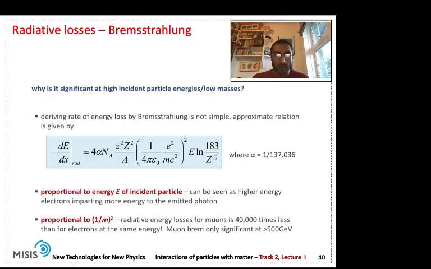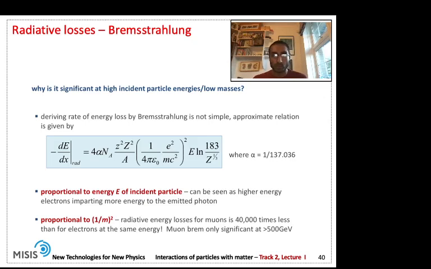So one might wonder why this is significant at high incident particle energies and indeed for low mass particles like the electrons. While deriving the rate of energy loss by Bremsstrahlung is rather involved, I have here only an approximate relationship. So you can see here that the dE by dx, the energy loss per unit length from radiative losses, is proportional to the energy of the incident particle. So you can see this E term in here. So the higher energy electrons impart more energy to the emitted photon.